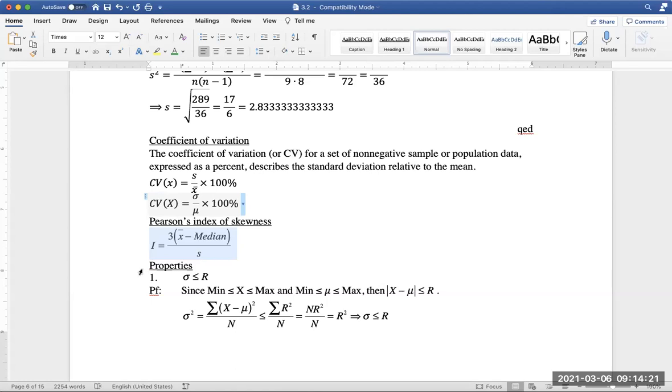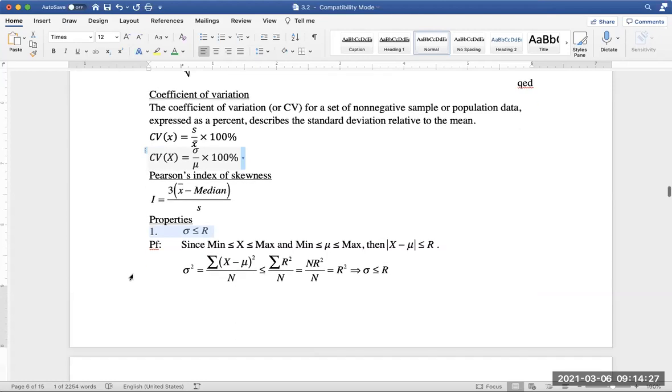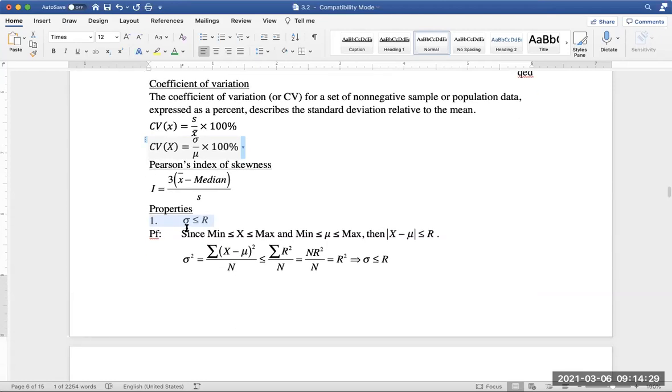Pearson's index of skewness is 3 times the quantity x bar minus the median, all divided by the sample standard deviation S. Let me give you some properties of the standard deviation. Sigma is less than or equal to R. So R here is the population range.